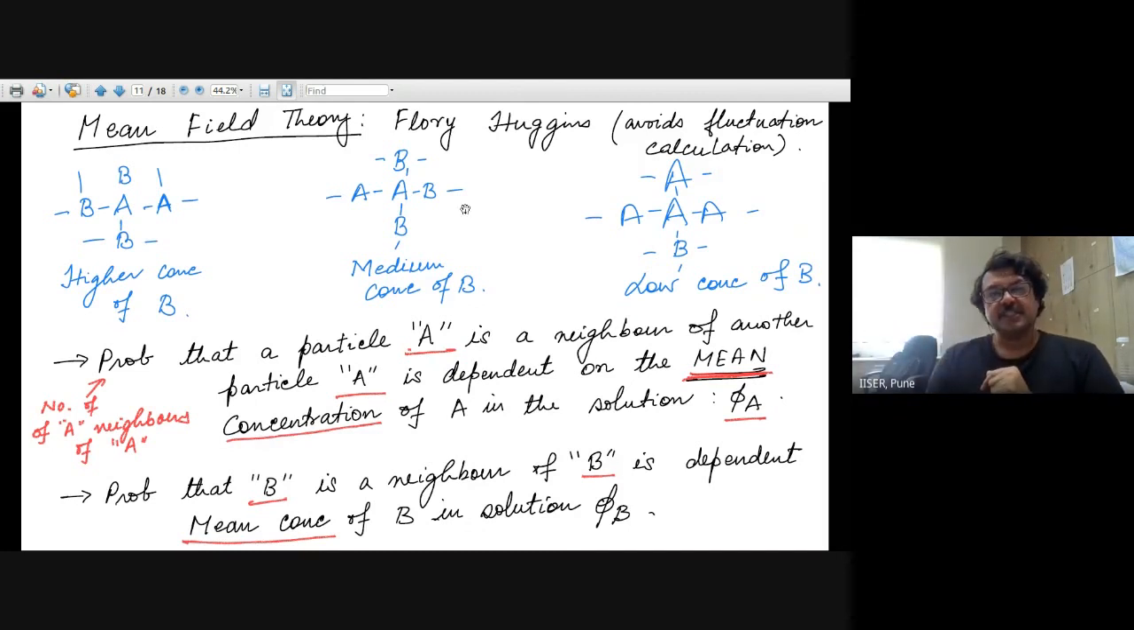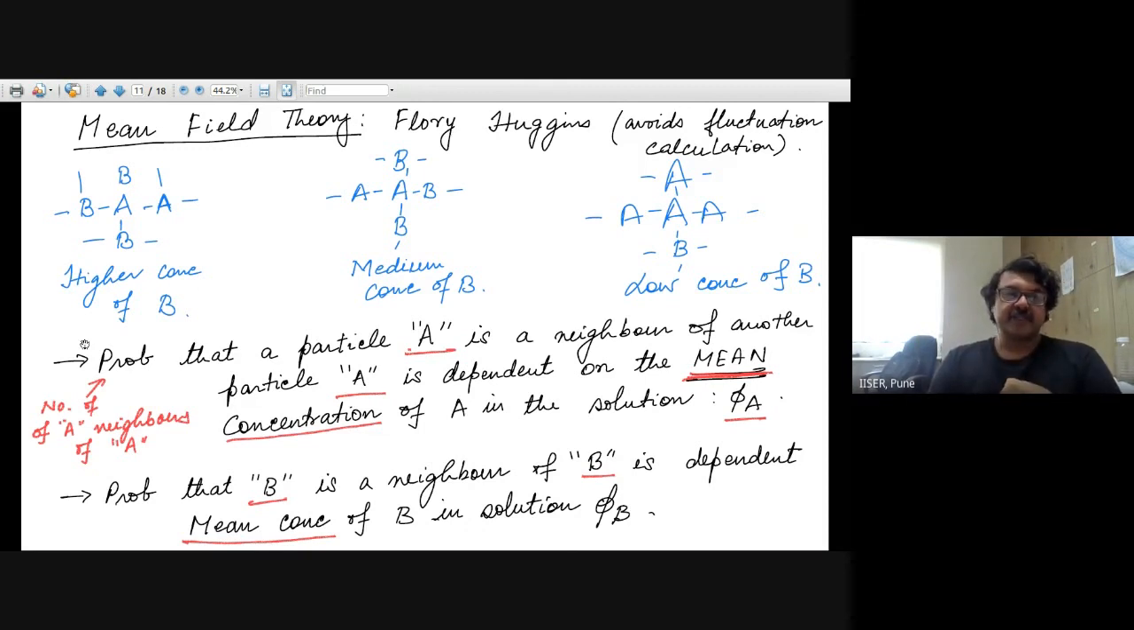Now, on an average, suppose these two are A and these two are B, then you would have a medium concentration of B on an average. And for low concentration of B, you would have on an average an A particle surrounded by, say, three A particles and one B particle. But of course, for fluctuations, even in this case, you could have an A particle which is surrounded by two B particles and two A particles. But those fluctuations will be neglected in a mean field, in an average. We'll be looking at average concentrations, mean concentration. So we are doing essentially a mean field theory, and this will become more clear.